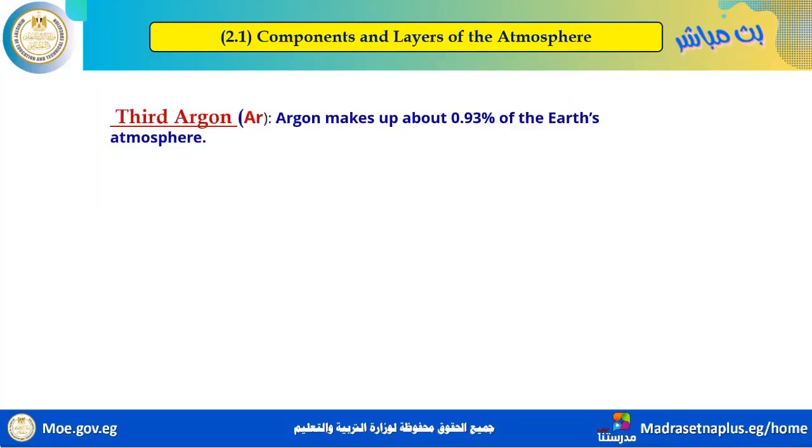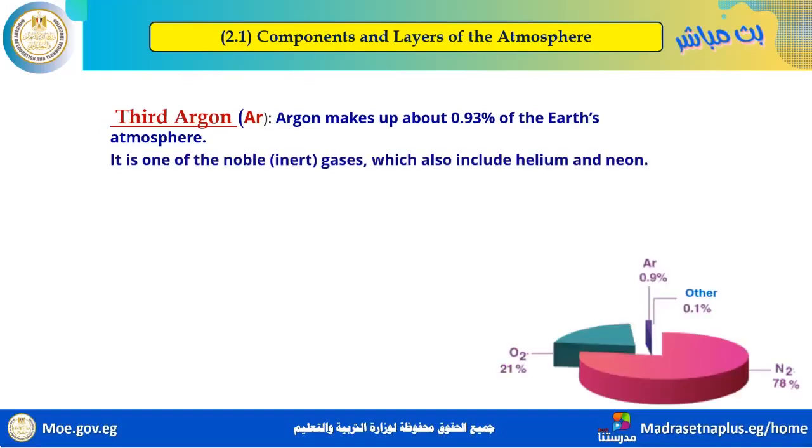Next, argon gas. Argon gas makes up about 0.93% of the Earth's atmosphere. It is a very little amount of gas. It's from the noble gases or inert gases, chemically inactive. This is the drawing for the percentage of the gases in the atmosphere. You will find argon and other gases. Argon is from the noble gases or inert gases, as we said before. And also we have other gases like helium and neon.